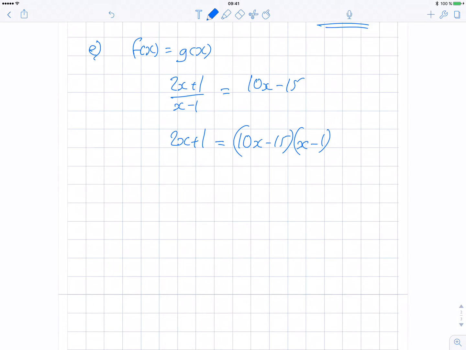Now on the calculator you can do an expand. I'm going to take my time doing this one. Okay. So 2x plus 1 is equal to 10 times x, which is 10x squared. I'm just expanding the bracket. You can do this on the calculator. Minus 10x minus 15x plus 15. I'm going to collect my like terms on the right hand side.